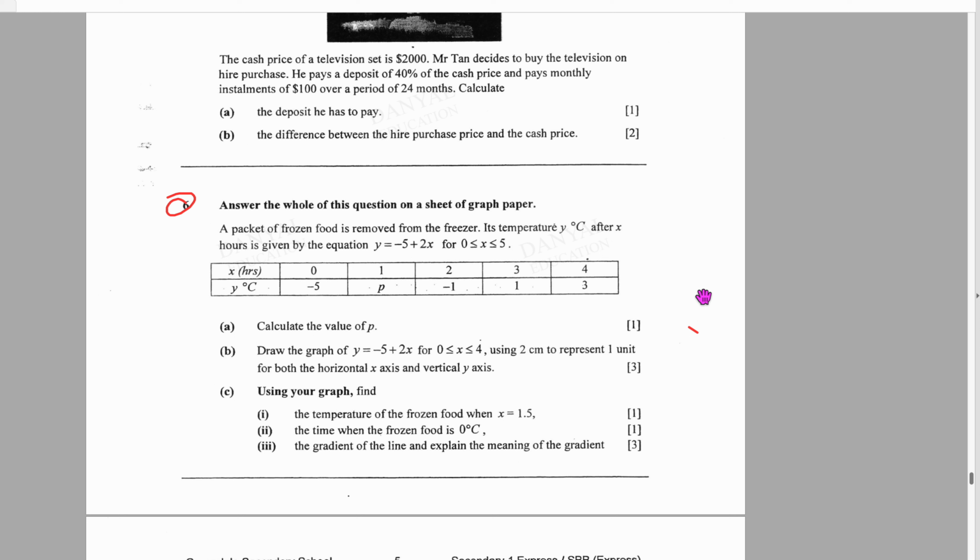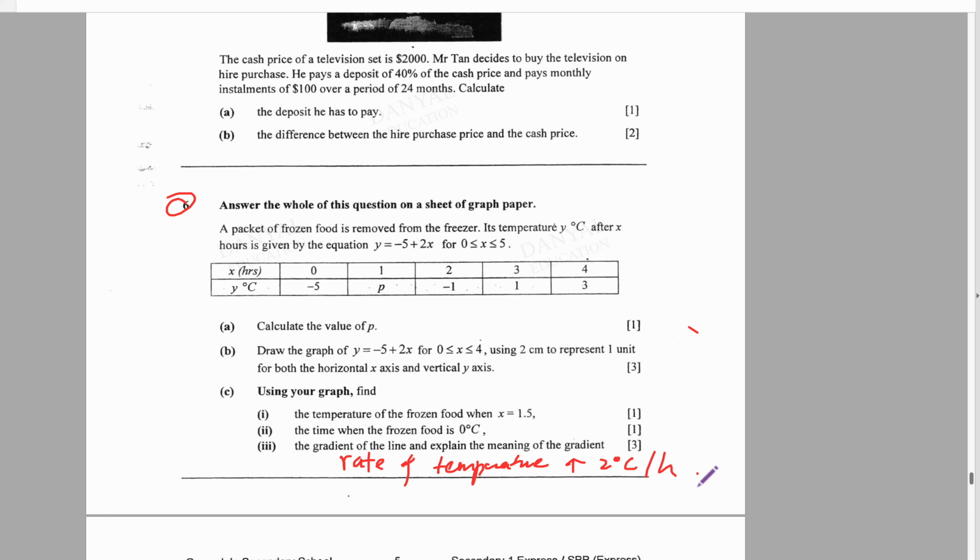Okay? Or actually, if you want to be smart, then you can use this: the rate of temperature increases by 2 degrees Celsius per hour. So for the gradient, it talks about the rate of change. In this case, it's the rate of change in temperature. Or you can use the rate of temperature increases 2 degrees Celsius per hour.